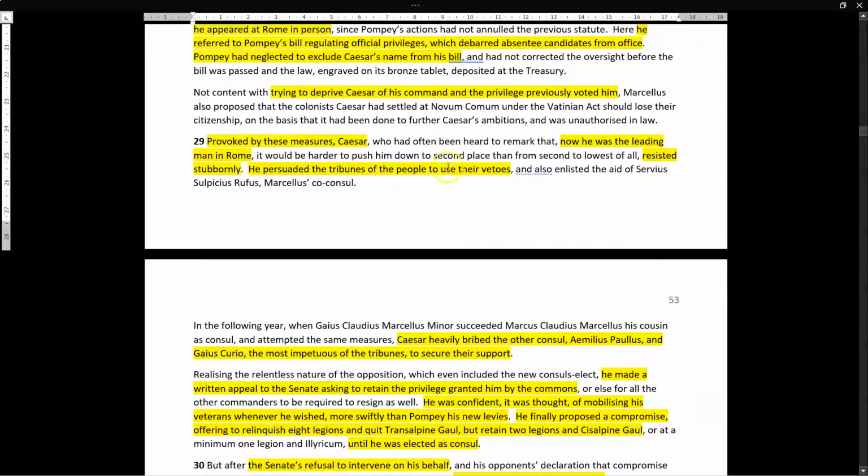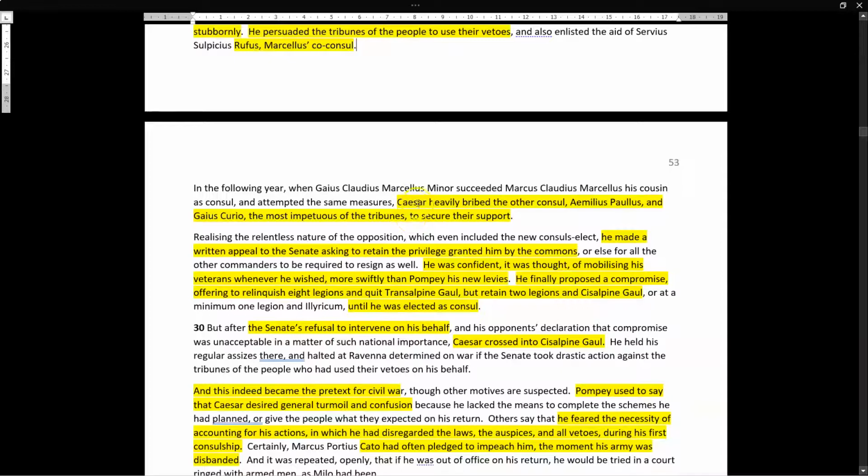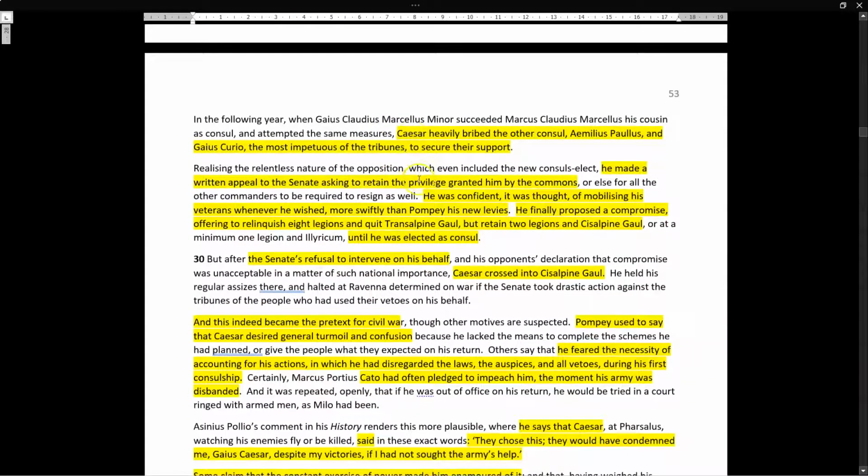So he persuaded the tribunes of the people to use their vetoes, and he also uses Rufus, Marcellus's co-consul. So he's got alliances forming as well. So the year after, we have another Marcellus, which is very helpful, who succeeds his cousin, also the same name, of course, and they tried to pass through the same measures. So Caesar heavily bribed the other consul, Aemilius Paulus, and Gaius Curio, the most impetuous of the tribunes, to secure their support. So this Curio person becomes quite important later on.